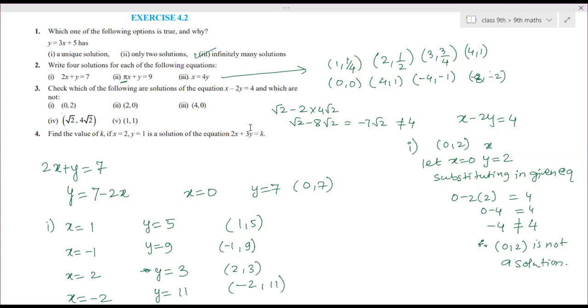Clear? Yes, ma'am. So it is 2 into 2 plus 3 into 1 is equal to k. 4 plus 3 is equal to k. 7 is equal to k. So value of k we got as 7.